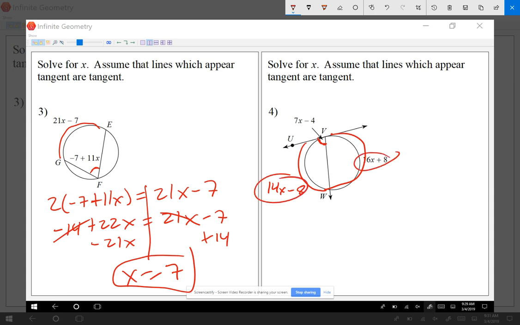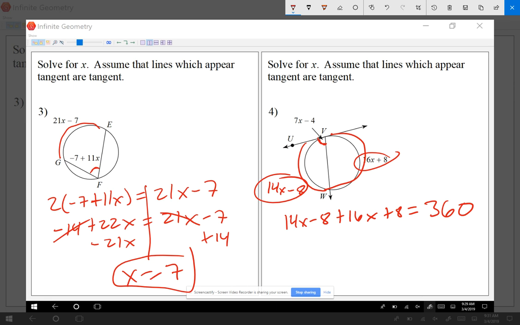And I see that these 2 arcs combine. I'm going to add them. 14x minus 8 plus 16x plus 8. Combined, the 2 arcs make a circle. So I'm going to say the 2 arcs combine to 360. Do you guys follow me on that one?